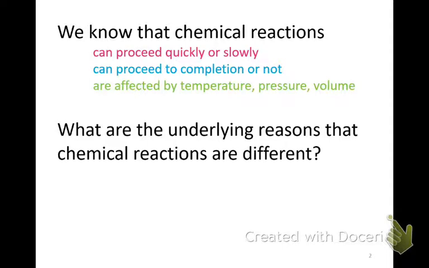Okay, so from your Chem 132 experience so far, you know that chemical reactions can be fast or slow. They can proceed all the way to the products or not. They can be affected by the temperature, and if gases are involved, then by the pressure and the volume of the container. And so we see that all of these reactions have these different underlying things going on, but is there something that connects why all of these chemical reactions are different?